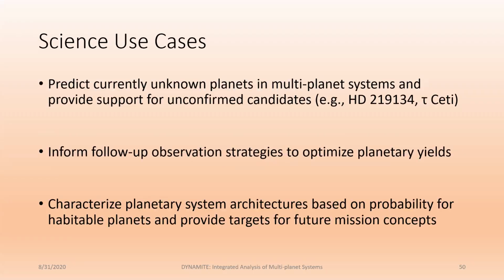So the science use cases that we present for DYNAMITE reflect our goals in creating it. We can use DYNAMITE to predict currently unknown planets and also provide support for unconfirmed planet candidates in multi-planet systems, as we have shown for HD 219134 and Tau Ceti. On a large scale, we can inform follow-up observation programs for large surveys like TESS to optimize the planetary yield. Furthermore, we can characterize planetary system architectures based on the probability for habitable planets, which would provide targets for future mission concepts to do precisely that.